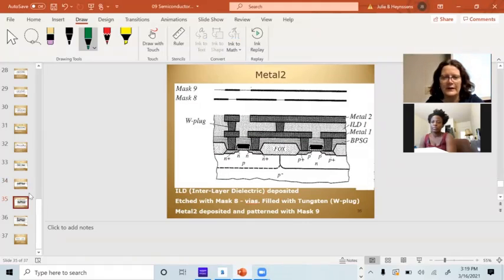And then I put in more contacts, more tungsten contacts, and a second layer of metal. So these are built, and I'm frozen.